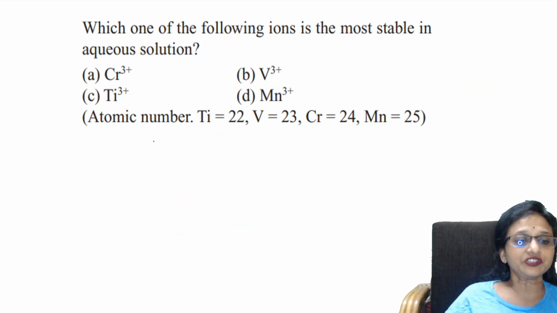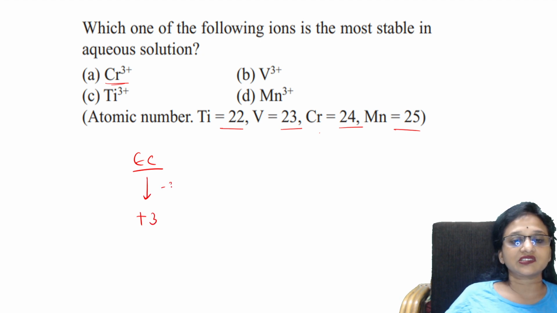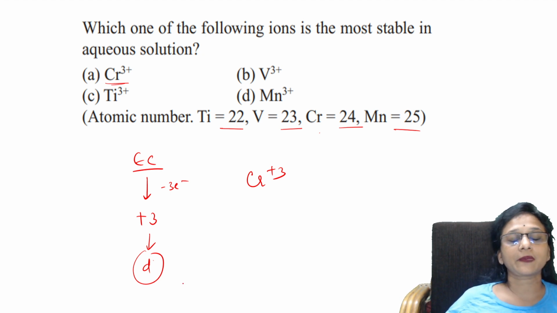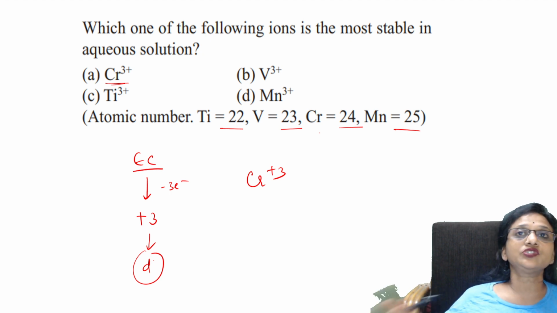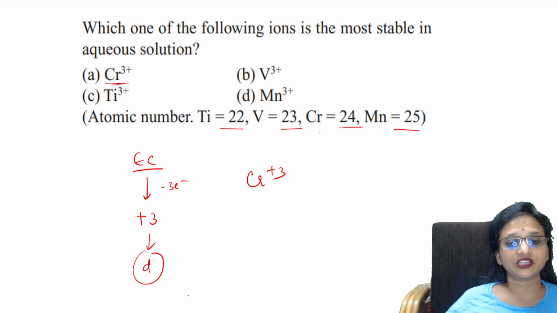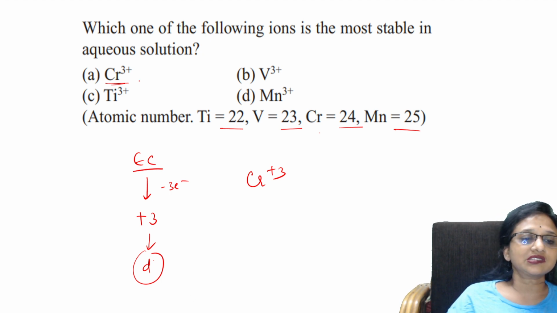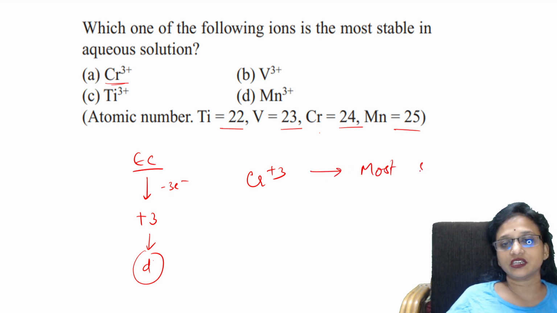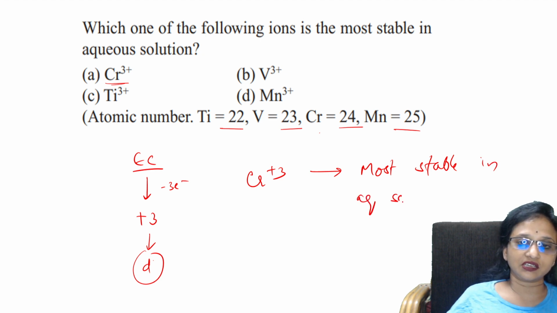Next question. Which of the following ion is most stable in aqueous solution? How to decide this? Remember, I said something about oxidation state. The atomic number is given to you. Write the electronic configuration. Take out 3 electrons. You will get one more configuration. Check whether Cr plus 3 is having D5 configuration. D5 is stable, correct. D10 also is stable. If you have D3 configuration in t2g, then also it's stable. So in this case, chromium is most stable in aqueous solution. Check in the table. Done.